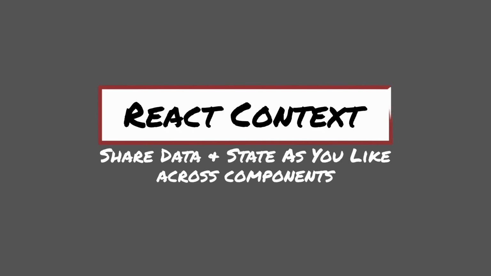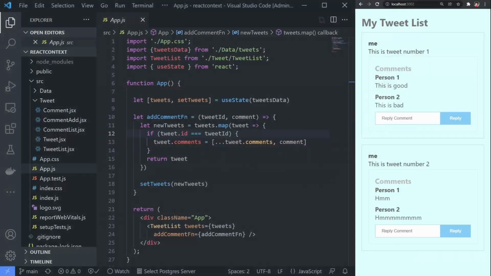React Context. We can already know the purpose of this feature just from the name. It helps us to share and distribute data and state across components that are within the context area. In this project, there's a component tree that you will usually build.